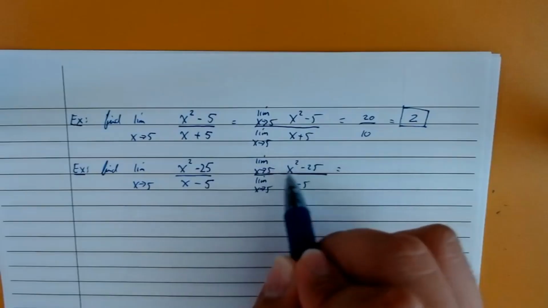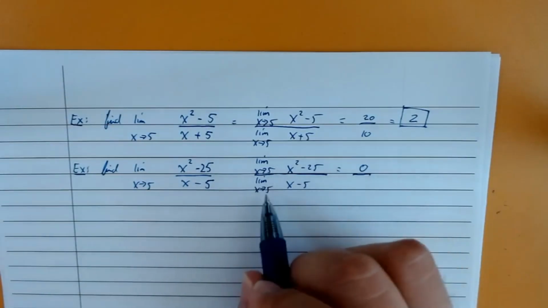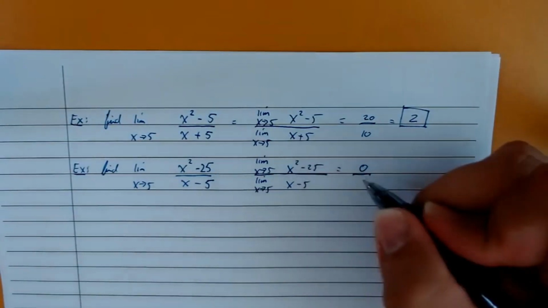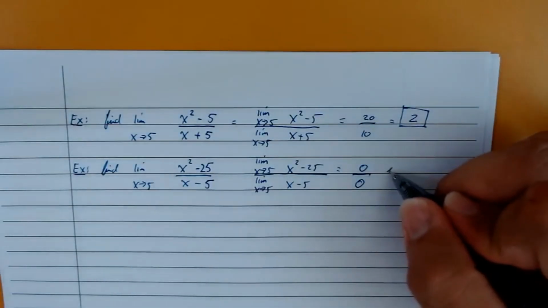Okay, 5 squared is 25. 25 minus 25 is 0. Over, you plug in 5 right here. 5 minus 5 is 0. And that's gibberish. That's nonsense. This is undefined.